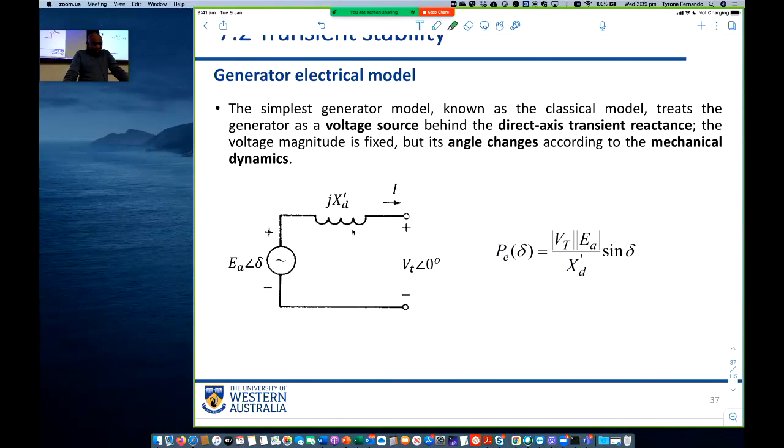Also you take the magnitude of the two voltages, EA and VT, divided by the reactance that connects the 2 points on the left and the right, XD dash in this thing, multiplied by sine delta. That's an important equation. So we know how much power this generator can inject. Very important.